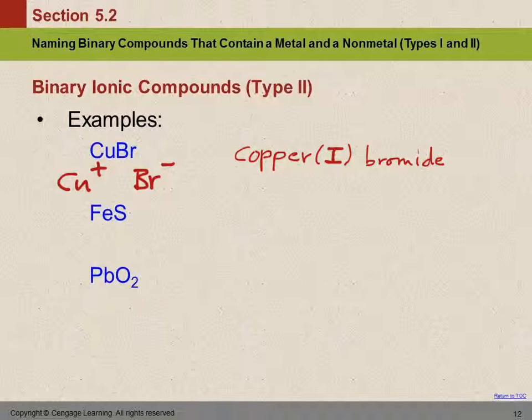How about FeS? 2 elements. One's a metal, one's a nonmetal. And we find Fe on the periodic table and ask ourselves, does it need a Roman numeral? It does. Okay, so its name is going to take this form, iron something, and S stands for sulfur. Sulfur becomes sulfide.